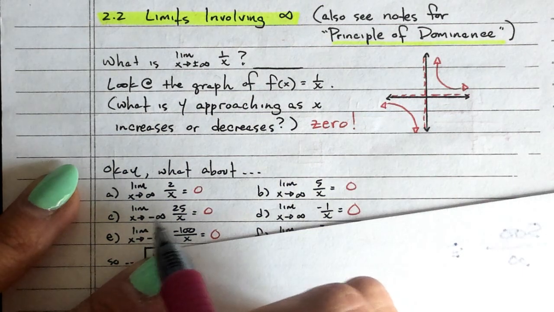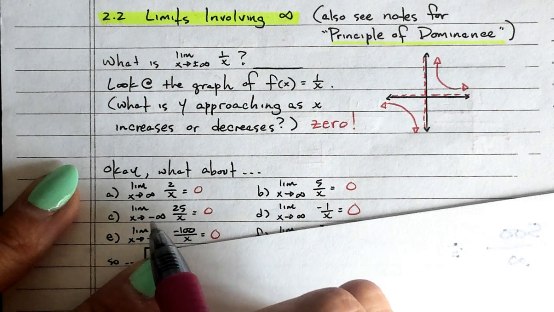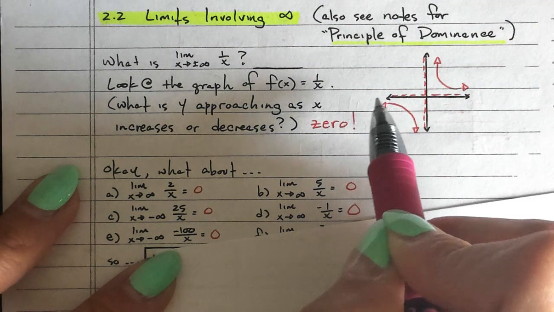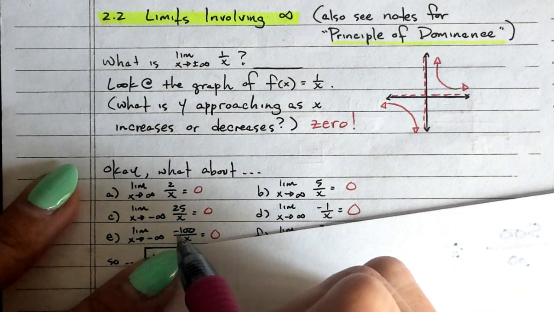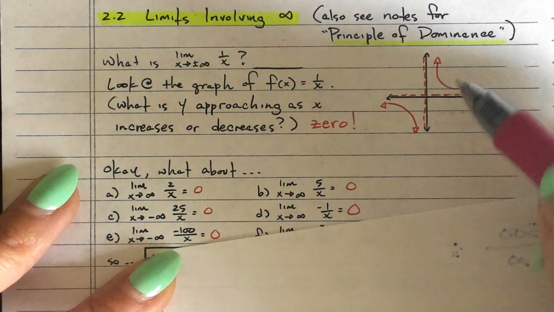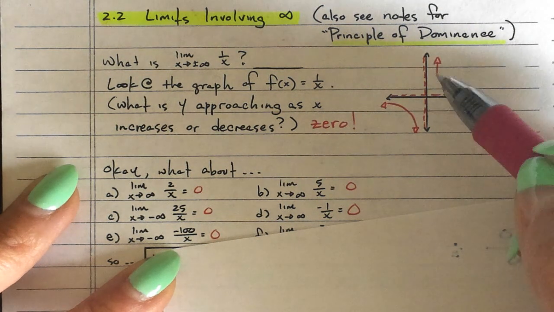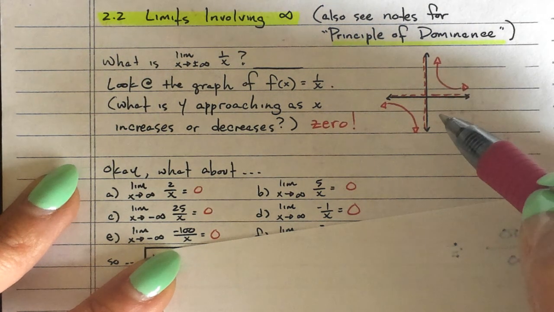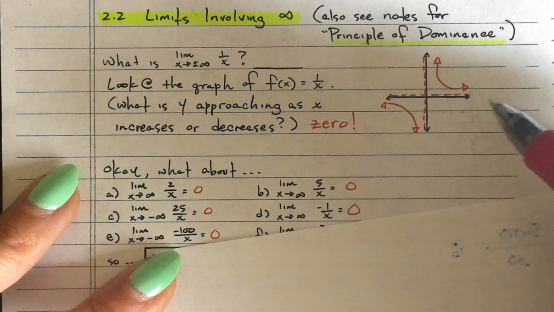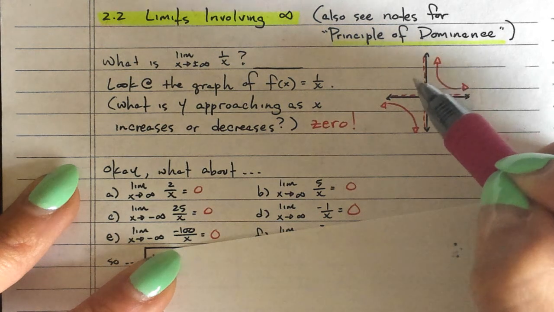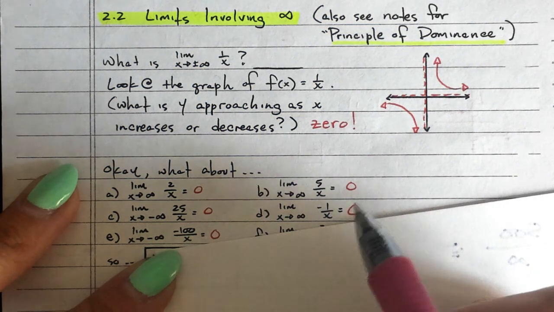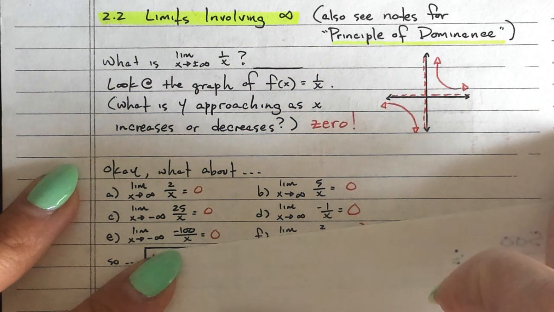What happens when you flip it? Negative infinity means the left side. What happens on the left side? It still goes towards 0. What happens when there's a negative? Well, when there's a negative, you flip over the x-axis. So if we flipped this over the x-axis, this would come down here, and this would go up here. But this would still go towards the x-axis. That would still go towards the x-axis. So it's still 0. It's still 0. What about this one?